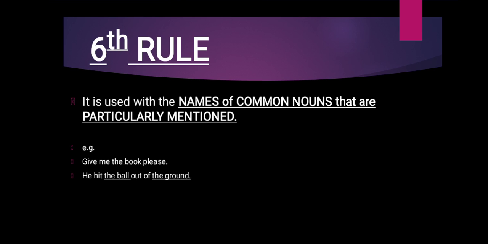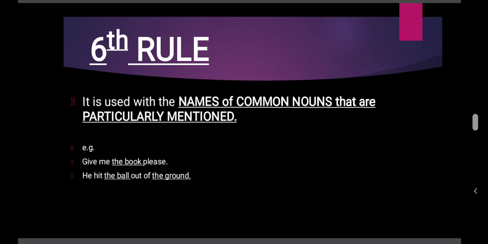And here comes another example: "He hit the ball out of the ground." Now, there can be many balls, but this is that special ball that has been hit by him, and there are many grounds around the world, but this is the special ground from where this man has hit the ball out of the ground. So we have used a definite article with the word ball and also with the word ground to make them special.